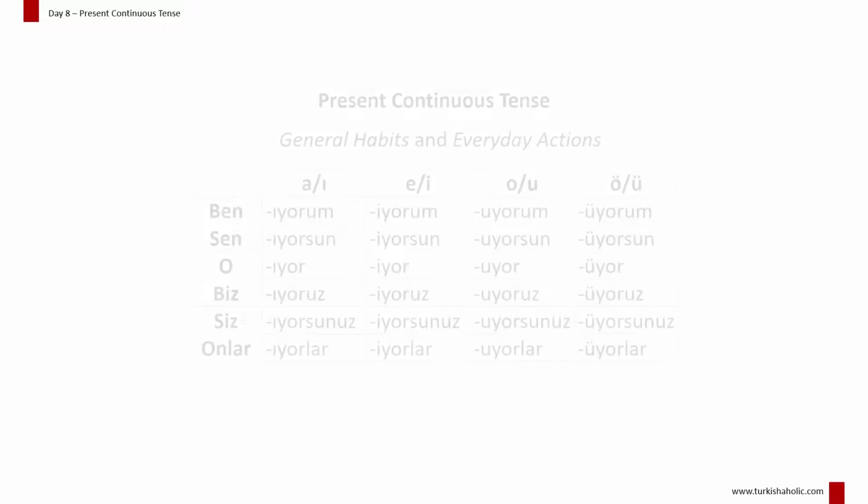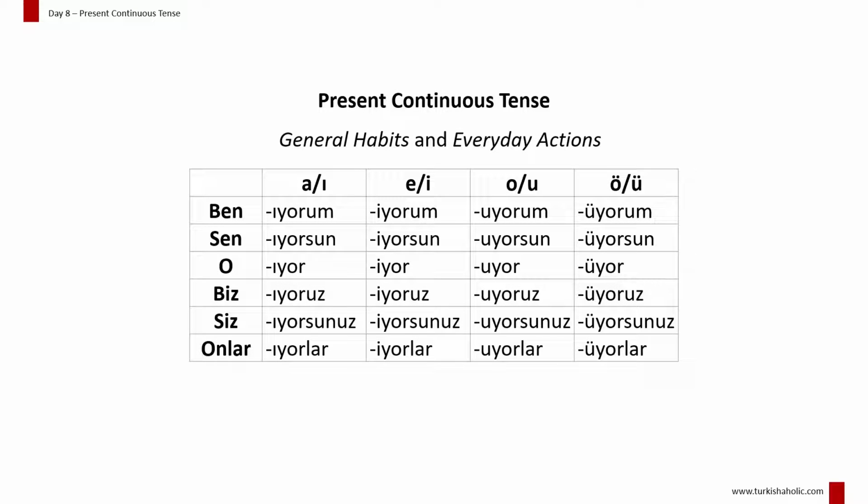Have a good lesson. The present continuous or progressive tense is used to talk about general habits and everyday actions. If you remember the word order of a sentence with an action verb, present continuous tense also follows the same order. The only difference we have when making such sentences is we have to add or change certain vowel sounds at the end of a verb and add the tense suffix yor or iyor to make it a continuous sentence.